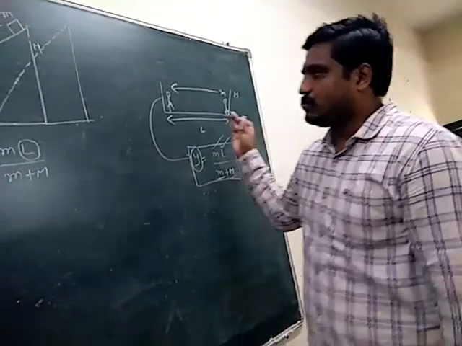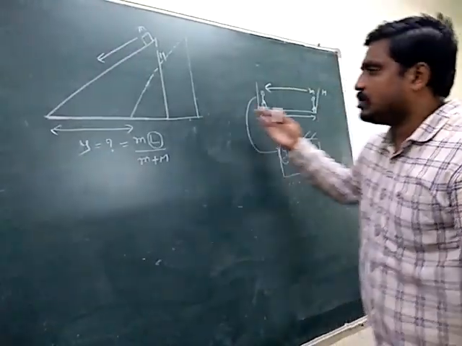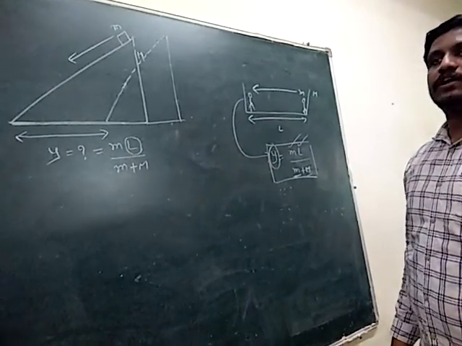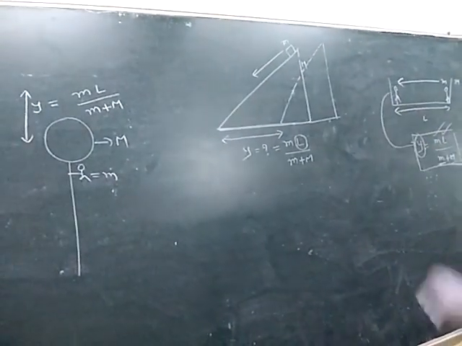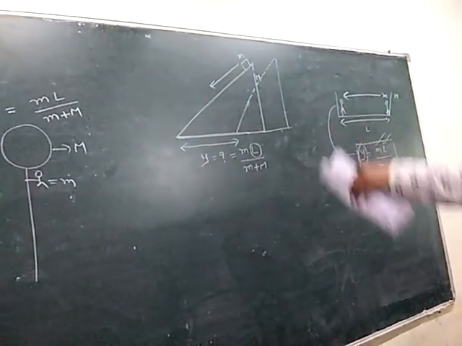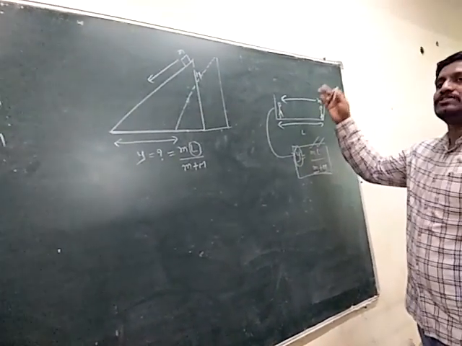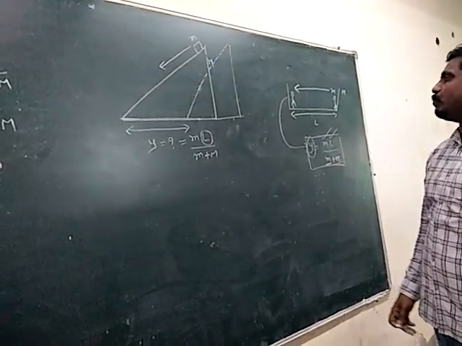In the three situations, one formula is there. That is, y is, in the first case, the distance moved by the balloon, in the second case the distance moved by the wedge, and in the third case the distance moved by the boat.